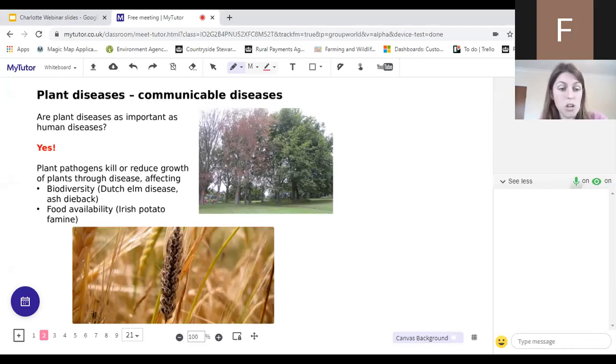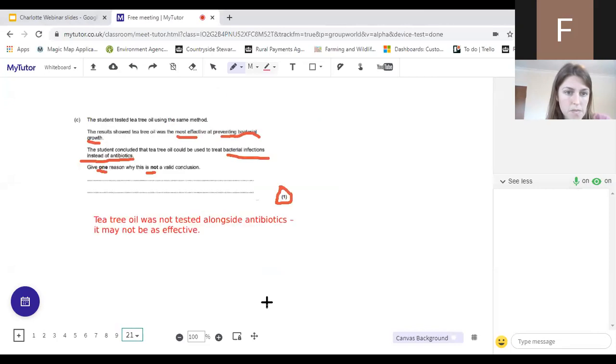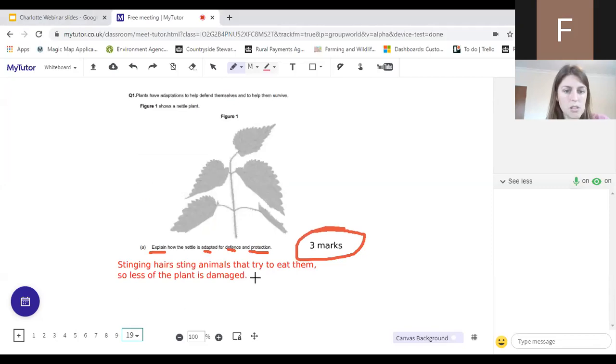So they were looking for, let's go back to that slide. Oh, no, is it this one? Yes. So they wanted to know that the nettle had stinging hairs, or that it stung. They wanted to know that they sting the things to try to eat them, and they wanted to know why the plant did that, so to stop it being damaged.